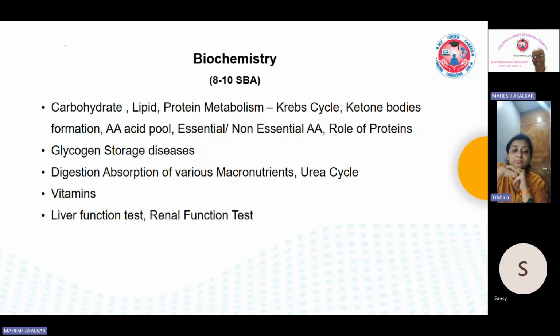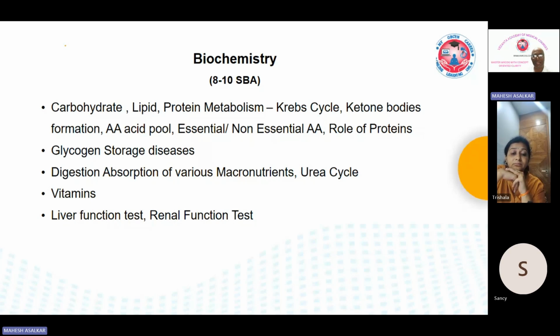So these concepts we are covering. When you listen to this talk, you may find it a little difficult or stressful, but as we go into the live sessions in biochemistry, you will find it comparatively easy. Second thing is that our aim is to score above the cutoff. The last batch was 100%, and I am sure if you go in a methodical way, you will 100% pass. Glycogen storage diseases, digestion and absorption of macronutrients, urea cycle, vitamins, LFTs and RFTs.